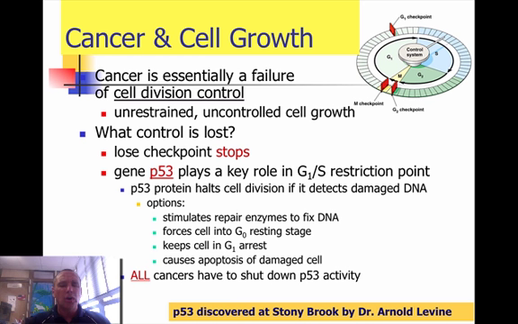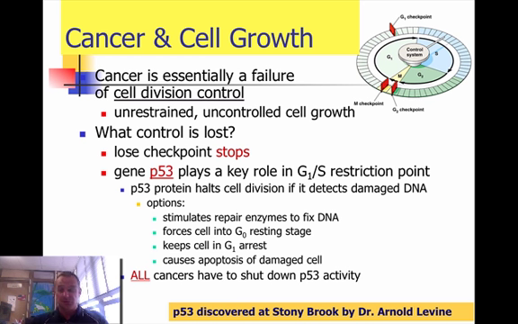because all cancers are going to have the shutdown of P53 in order to occur. And what happens is that P53 actually plays a part in the G1 to S restriction point. And P53 usually will halt cell division if it detects a DNA breakdown.